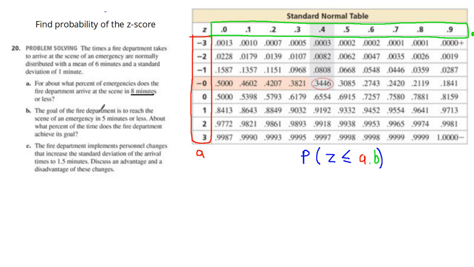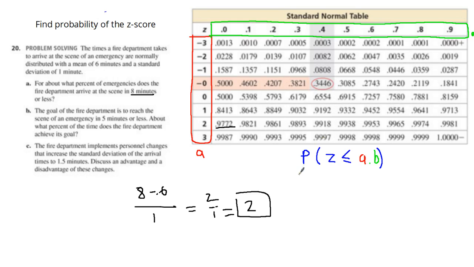We're going to use the table just for practice. So 8 minutes or less, it'll be 8 minus 6, and then divide by 1. So that's 2 over 1, so that's 2. It's 2 standard deviations above, so the z-score is 2. We can see 2 and then 0 right here, 0.9772.